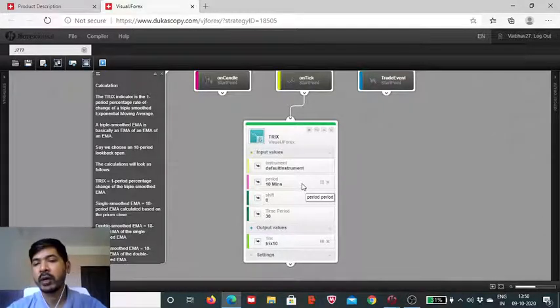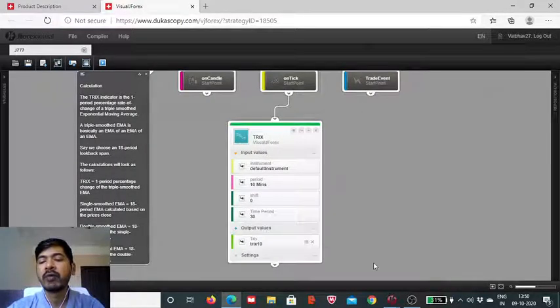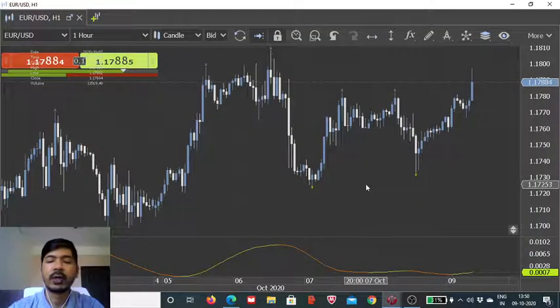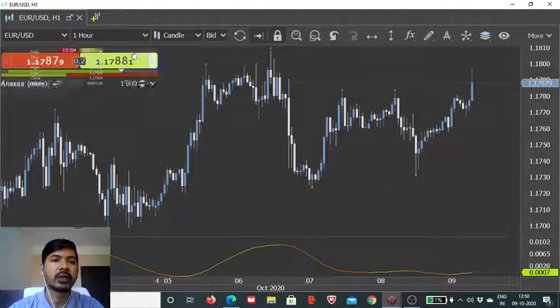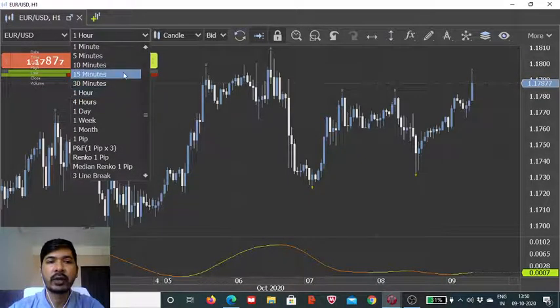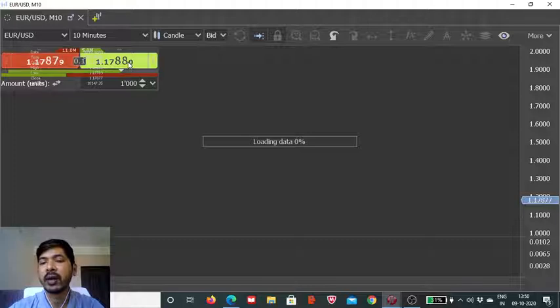Now coming to the time period of the candlestick, it is a very important parameter, and to define what should be the appropriate time period for the candlestick which will be used for calculation of the TRIX, we have to observe and we have to decide what time horizon we are trading on.